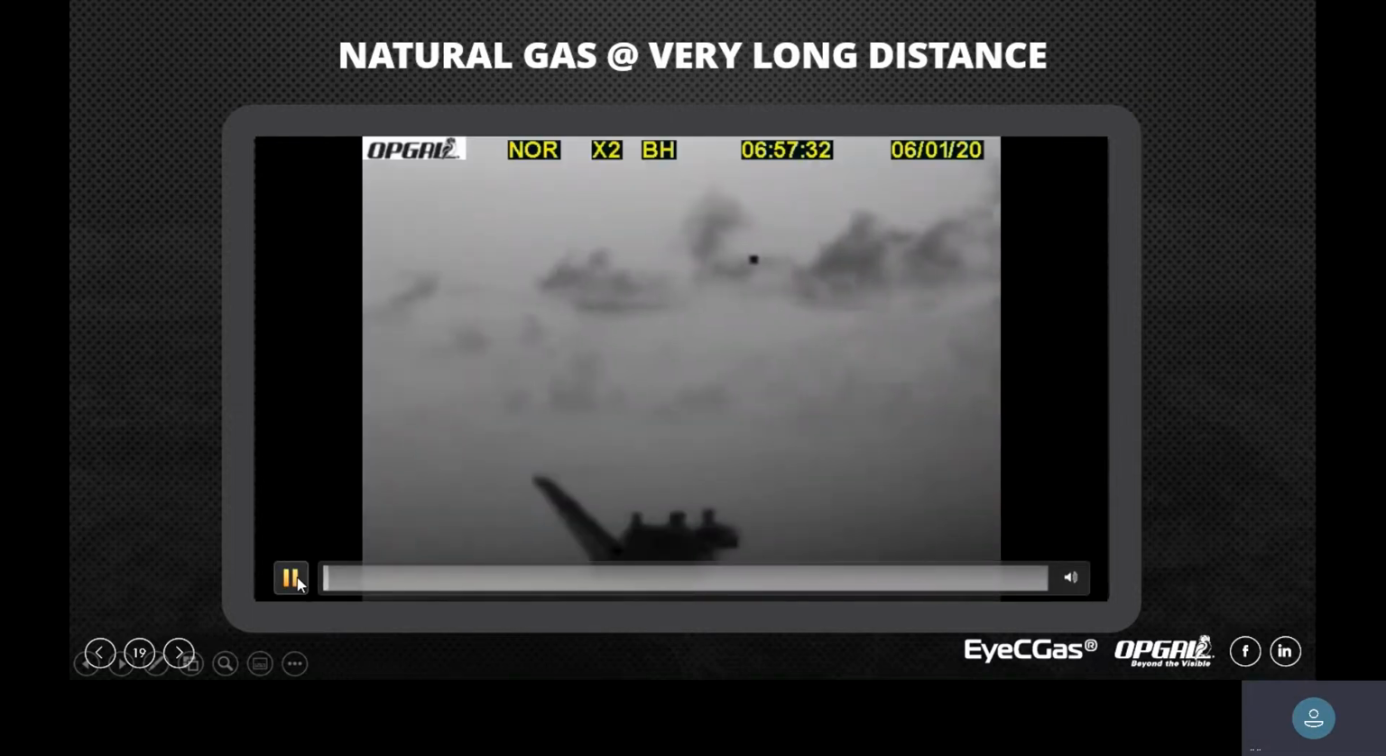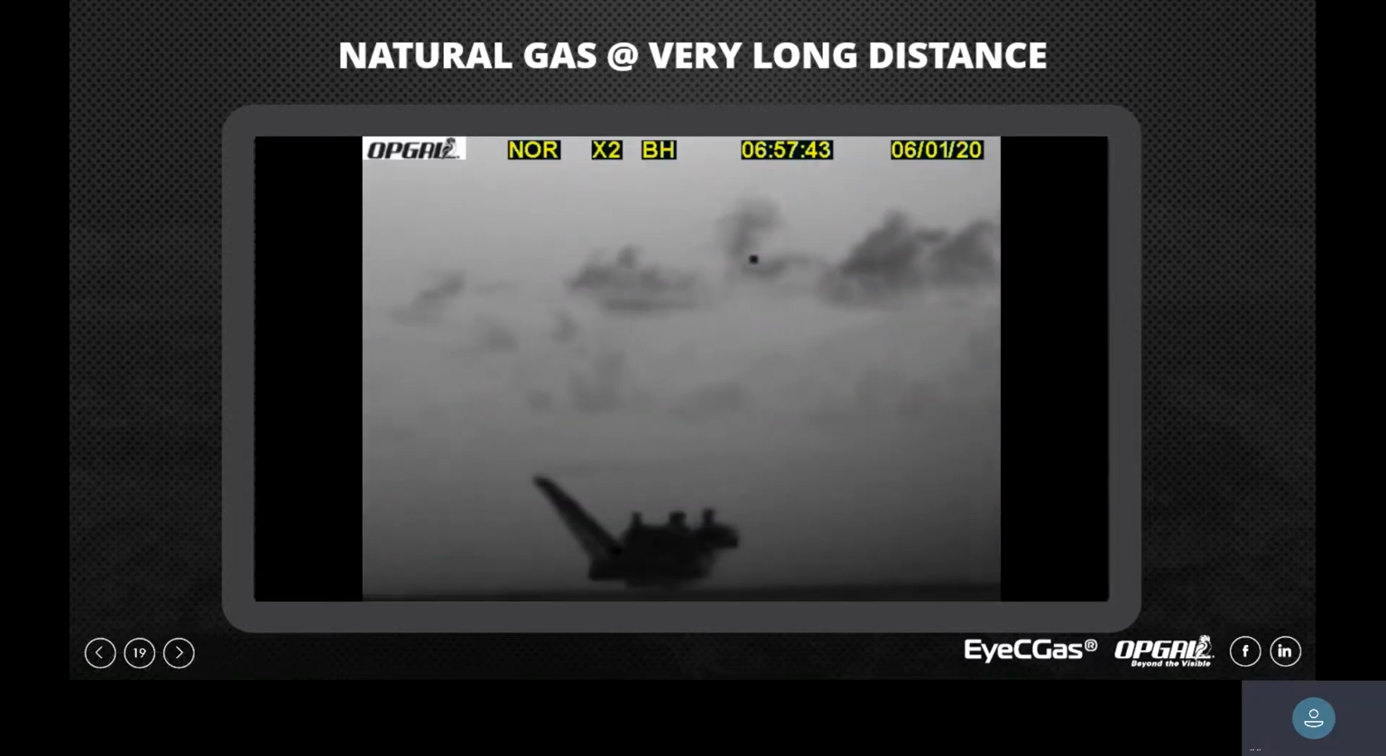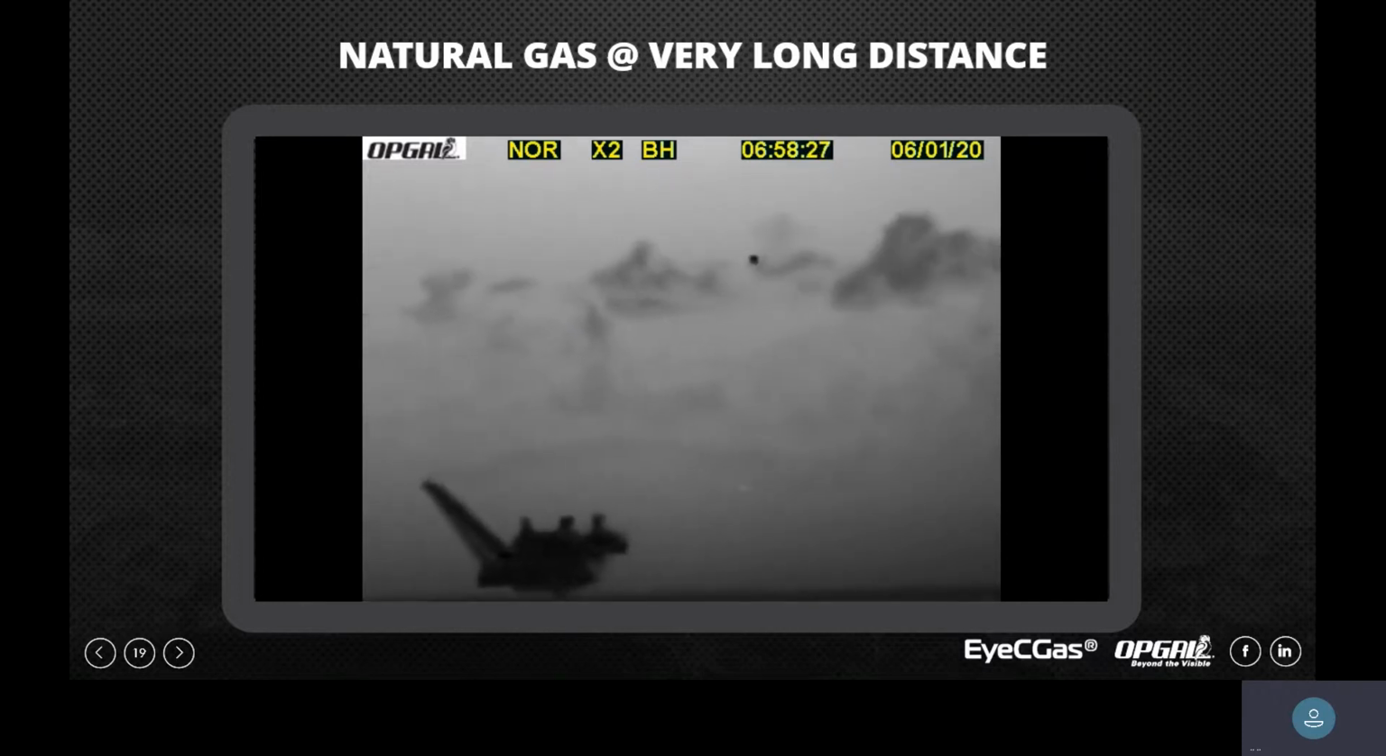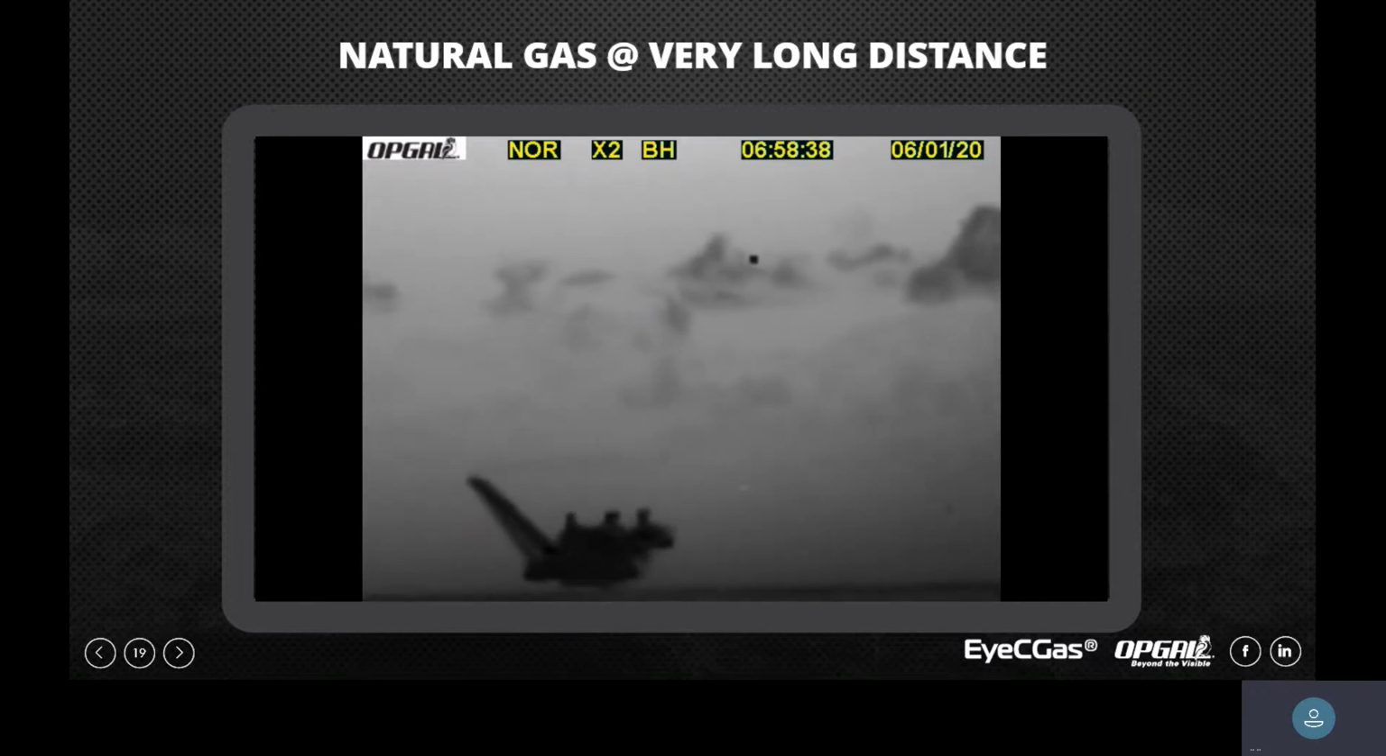Now we look at natural gas at a very long distance, 10 kilometers, like 6.5 miles off a rig. This is a full day run, played really fast. You can see the seconds running really fast. In the morning, the sky is colder. You can see a black plume over here, which is black hot.